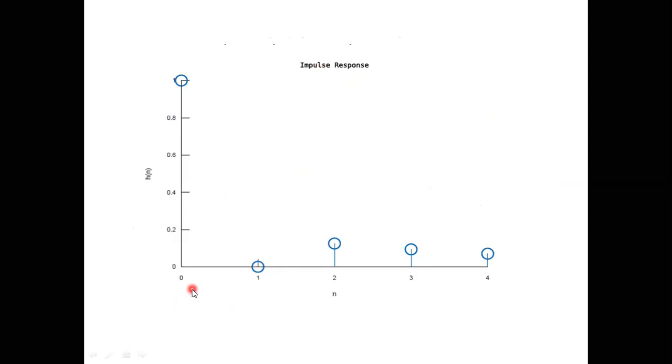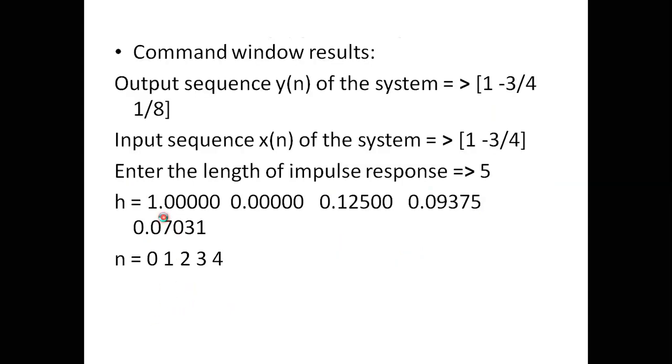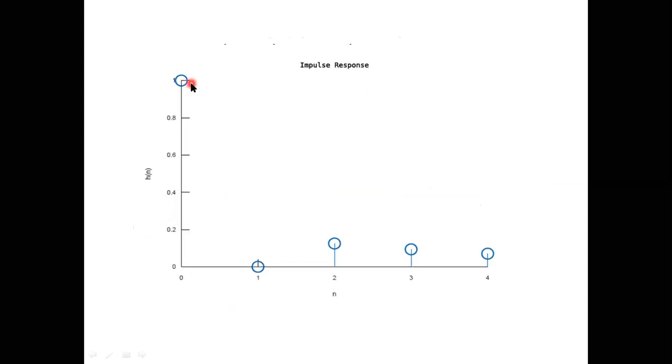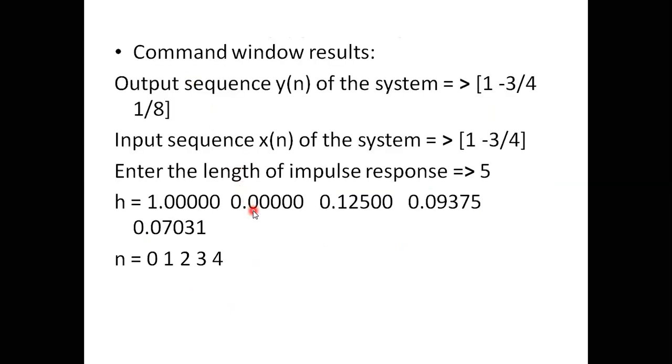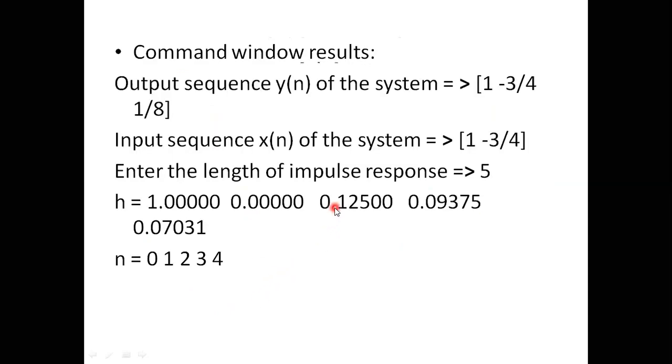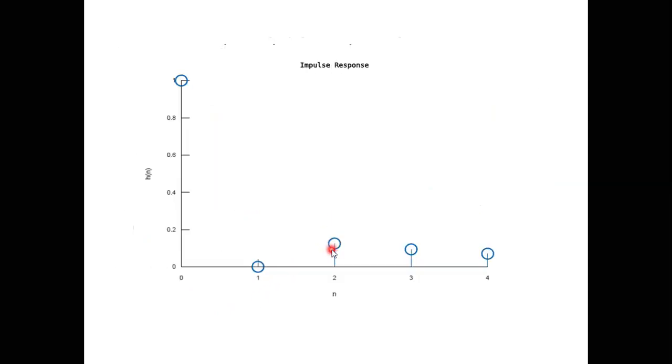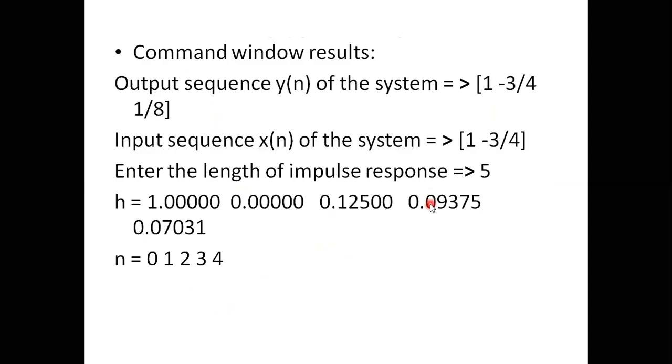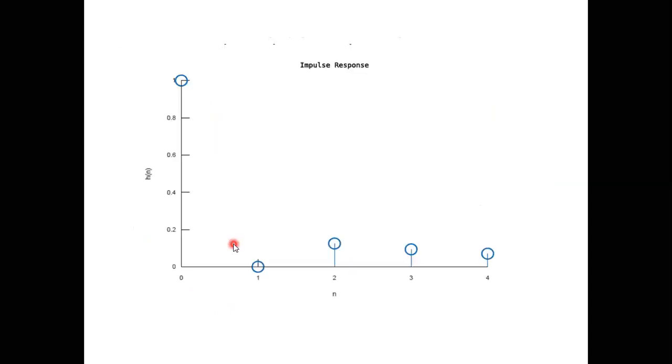So h of 0 you are getting as 1. That's why it is showing here as 1. Here h of 1 you are getting as 0. That's why here 0. H of 2 you are getting as 0.125. That's why this value here. Similarly h of 3 and h of 4. Whatever impulse response you are getting is shown in this figure.